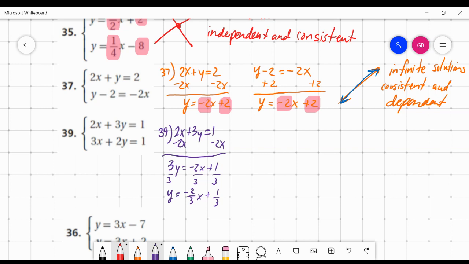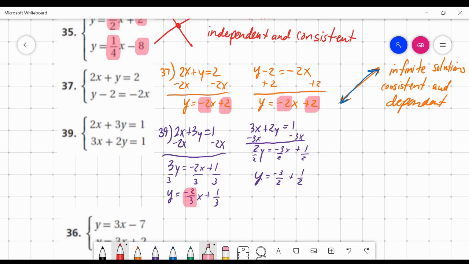Hey, you have a fraction, no worries. We're comparing the numbers, okay? So you don't have to worry, we have a fraction. Okay, the second one is 3x plus 2y is equal to 1. Subtract 3x. And then divide by 2. So y is negative 3 over 2x plus 1 half.